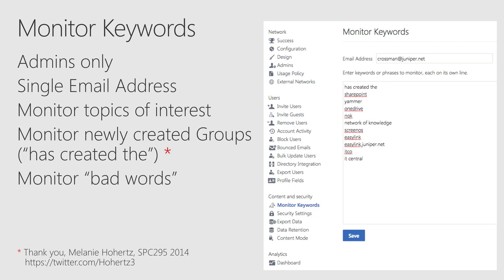You can also use this feature if you're a network admin to monitor keywords in your network. So the idea is you can put this list of phrases or specific keywords into this admin panel, and anytime someone makes a post in your network with these words or phrases, it will send an email to the email address that's specified and give you a notification about what that is. And I'll show you what that looks like on the next slide.